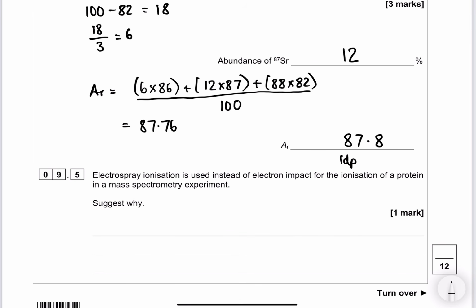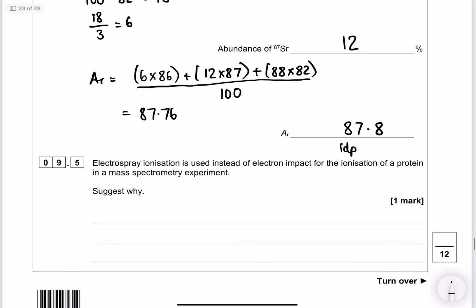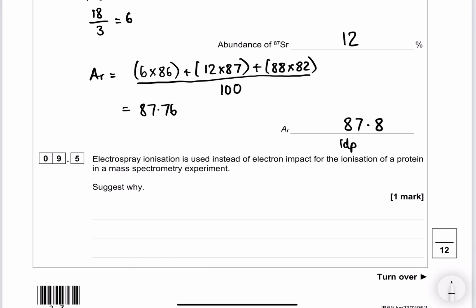Electrospray ionisation is used instead of electron impact for proteins. Suggest why. Proteins are very large molecules, and the difference between electrospray and electron impact is that electrospray does not cause fragmentation. So proteins are so big we don't want fragments. So the protein does not fragment or break up and give us lots and lots of peaks.